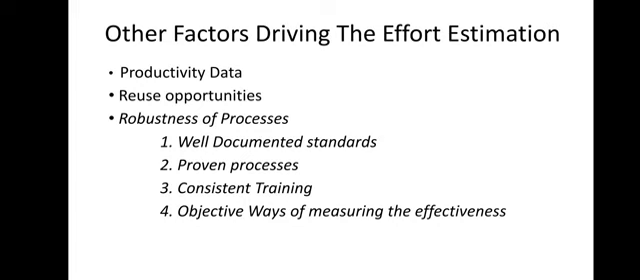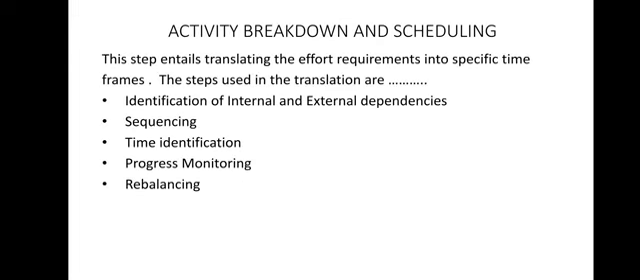So now we take the next slide into account, that is activity breakdown and scheduling. What is it? Activity breakdown and schedule estimation basically touches translating the effort required into specific time frames. You can take the following steps to make up this translation into account. You can see the first point, identifying external and internal dependencies. Next is sequencing of the activities. Next one is identifying the time required for each kind of activity and taking all the time frames into account.